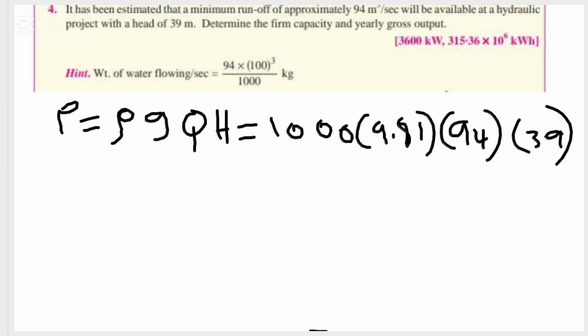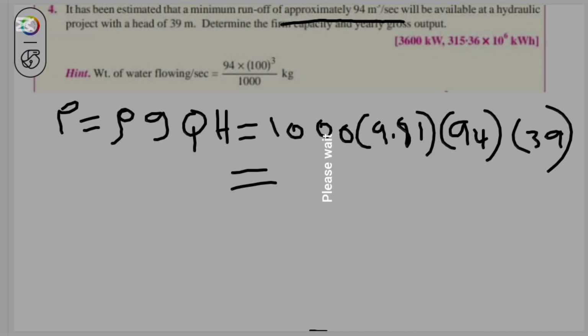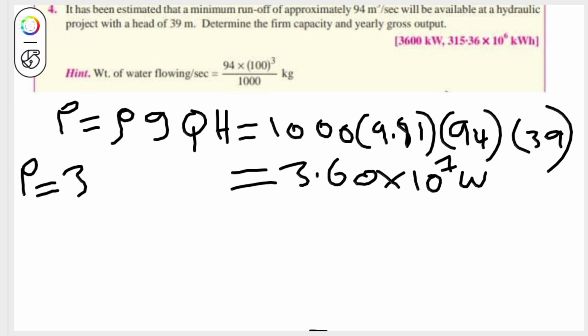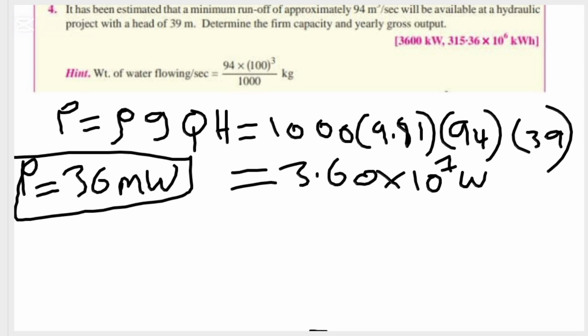39 meter. So at the end I will say 1000 multiplied by 9.81, and I'm also multiplied by 94. And you have to take note that this 94 is our flow rate, which is Q. So this will now be equals to 3.60 times 10 to the power of 7 watts. So therefore our P is the same thing as 36 megawatt.